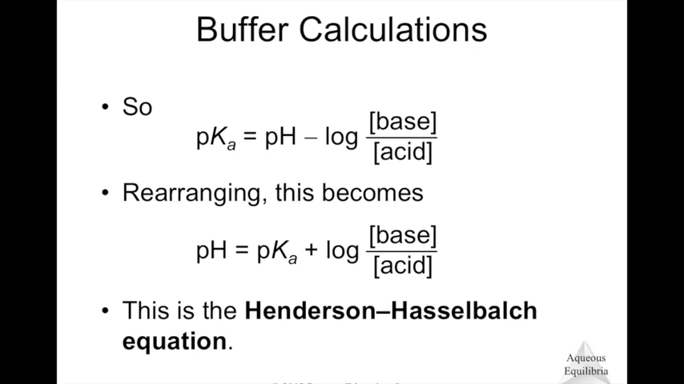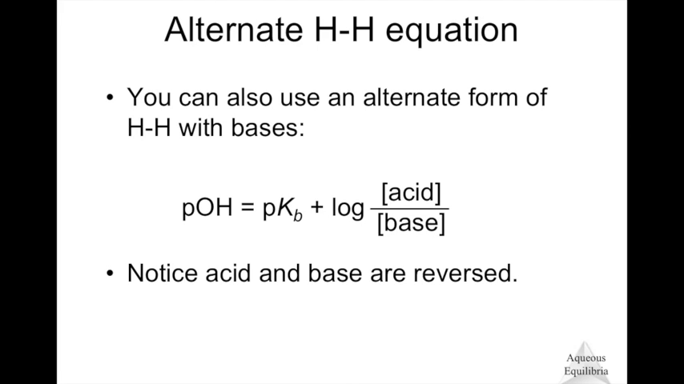And this is actually also on your formula sheet for the AP exam. You can also use an alternate form of this if you have bases. You just replace these with base values: you have pOH and pKb and the log of acid over base. Notice that's flip-flopped. With acids, it was base over acid, but if you're working with bases, it's reversed. So you can do either one, but more often than not, you'll see the typical pH equals pKa expression.